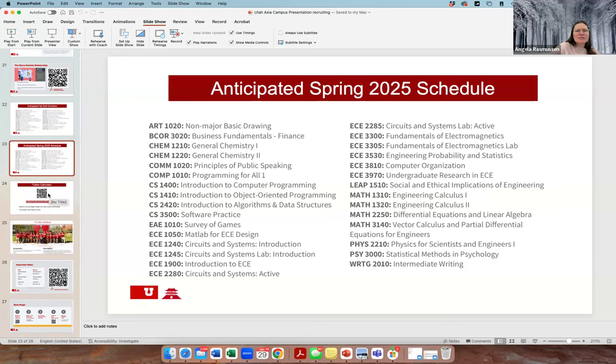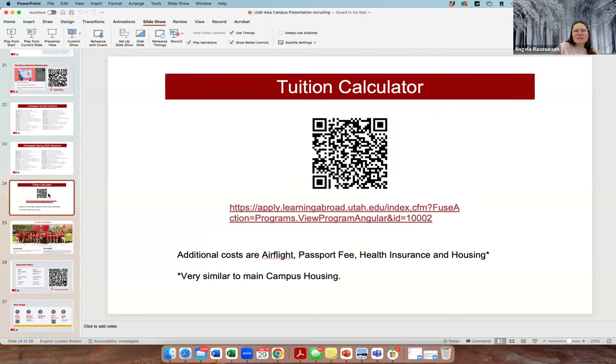I got this from the global services, and I know we're still making little updates to this. We didn't want to keep you guys out past time, but if you want to take a closer look at the Learning Abroad website, they put together a very helpful calculator that can break down all the costs. You can make an informed decision about that. We're not going to pay for your airfare, so that's something around $2,000 you have to pay for, as well as a passport fee to be able to get that. Then your health insurance and then housing.